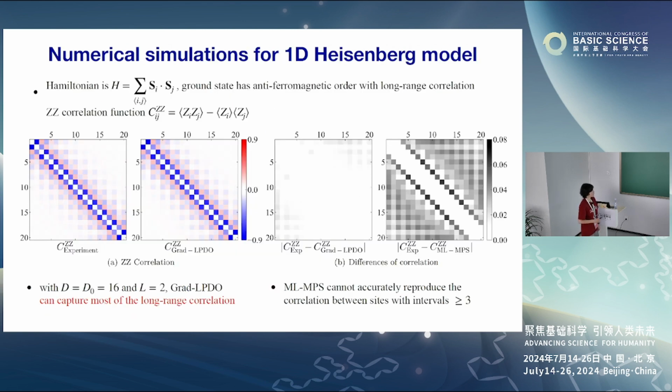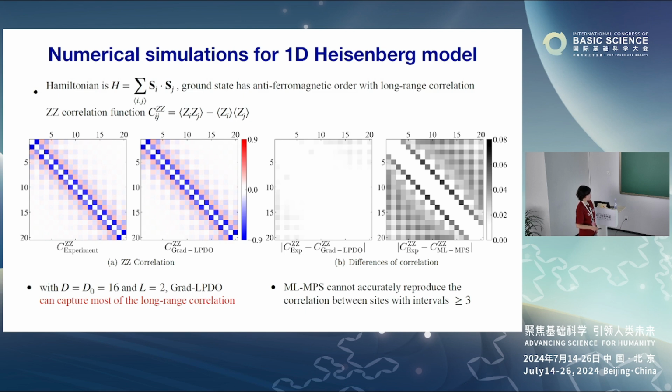We can also check the 1D Heisenberg model, and we take the Hamiltonian like this. It is the antiferromagnetic Heisenberg model, and the ground state will have the antiferromagnetic correlation. We can calculate the spin correlation like this. From the experiment, it should be something like this, and from our reconstruction, we can get almost the same one. The differences between the two figures are shown like this. However, if you use the previous method, the differences become like here.